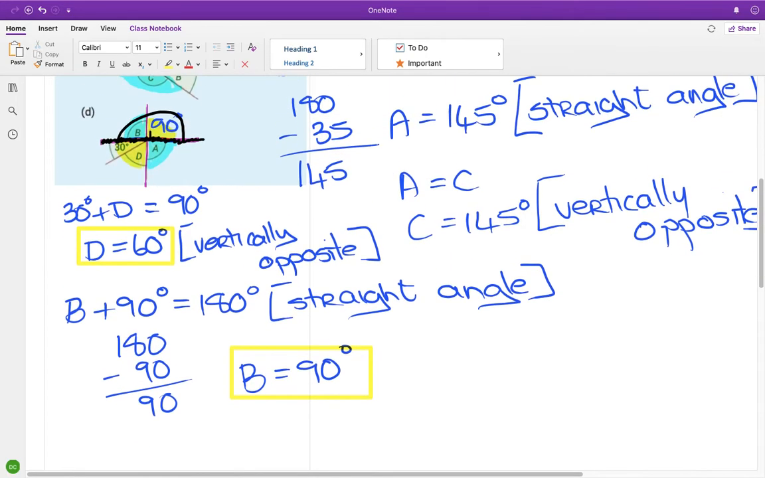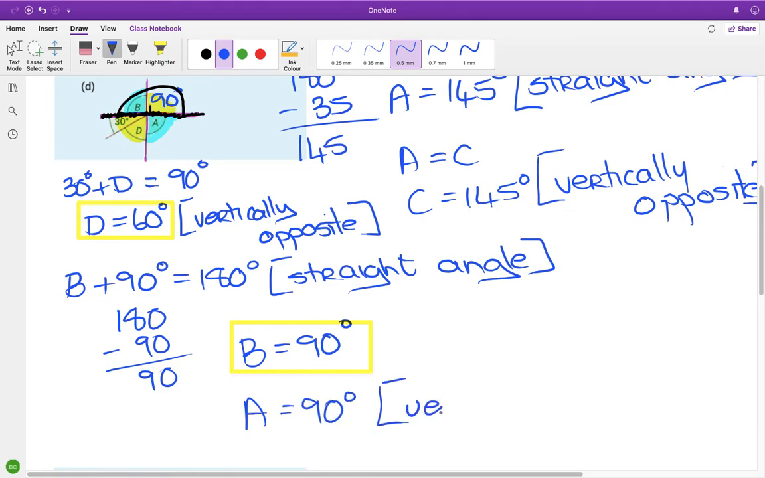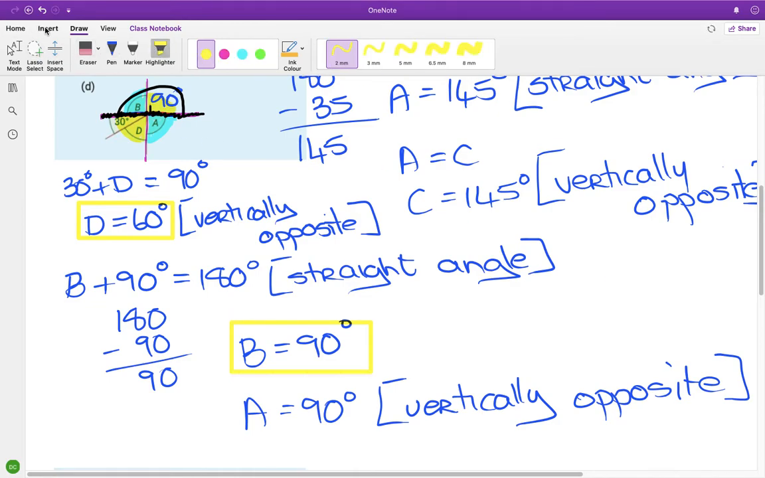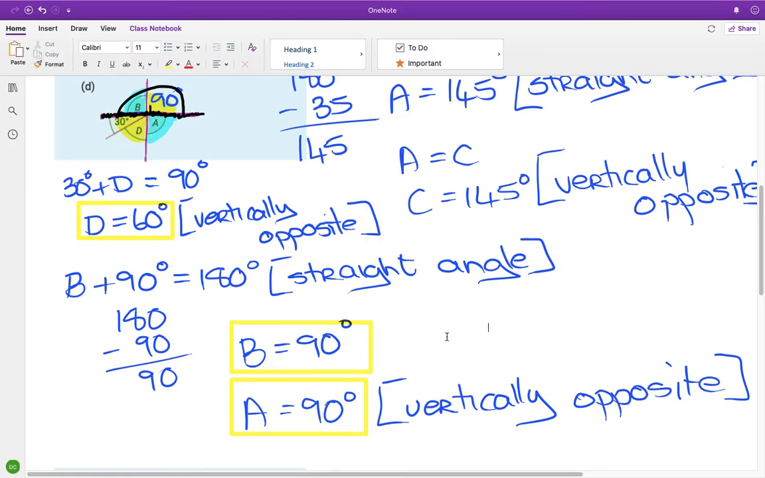Okay. And then, oh yeah, we already in blue have highlighted the fact that A is equal to B. So if B is 90, that means A must also be 90. And how did I know that? Because they're vertically opposite. Yeah? Okay, so they didn't ask for a C, did they?